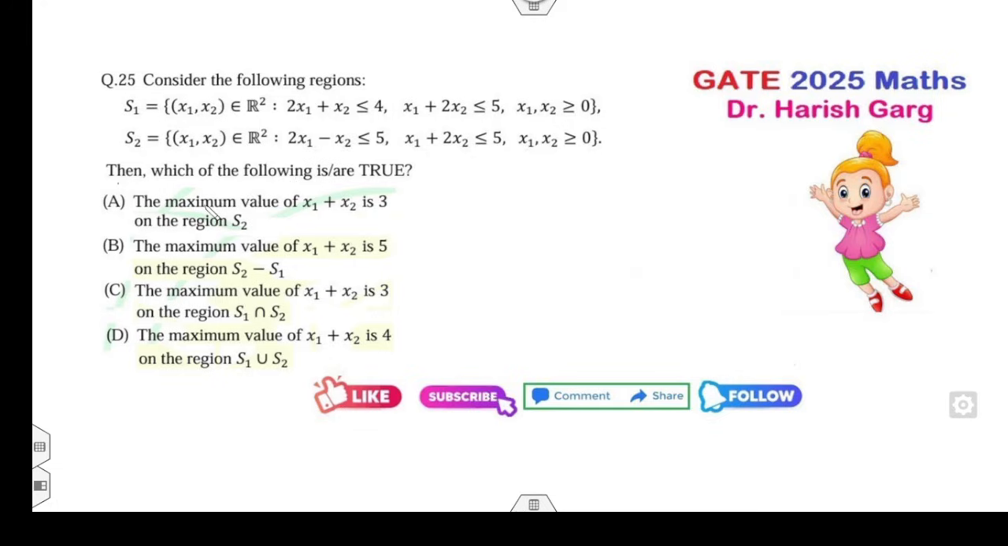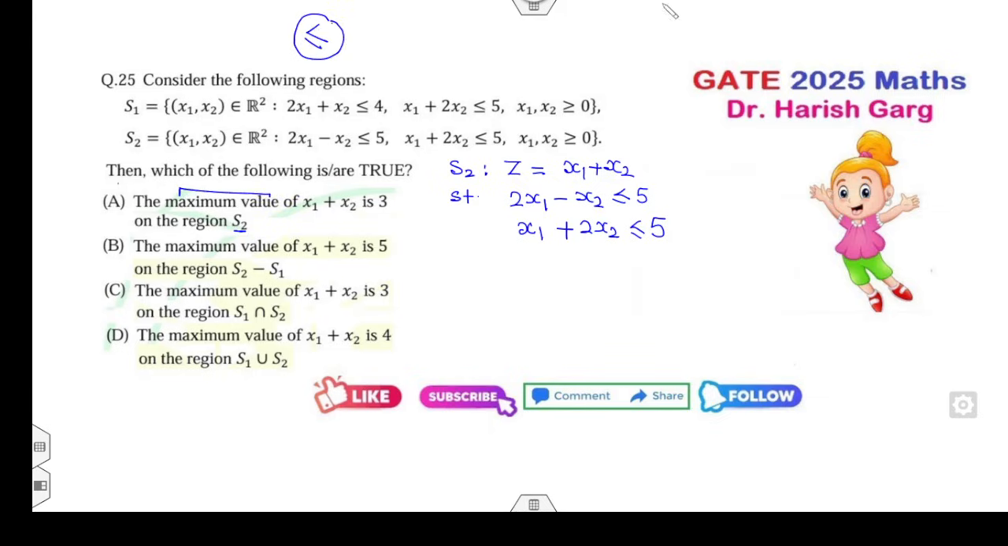Consider the problem: maximum value on S2. So on the region S2, what is the value of z? x1 plus x2. What are my constraints? 2x1 minus x2 is less than 5, and x1 plus 2x2 is less than 5. Since my problem is maximization, we will look only at those constraints which have the less-than sign.